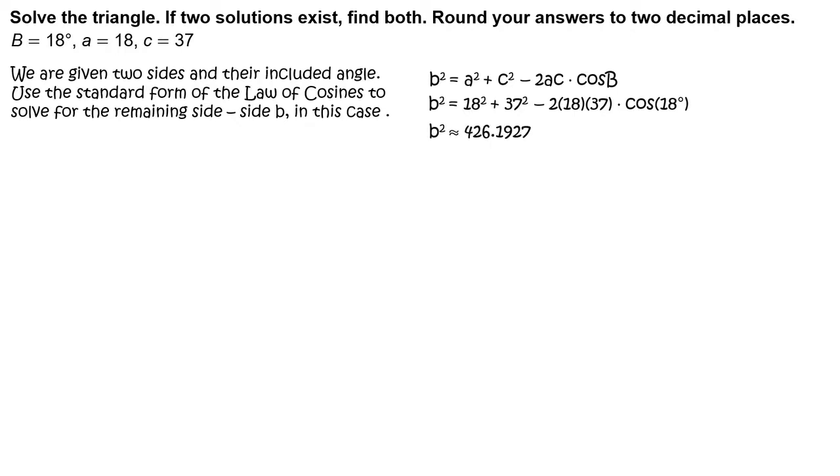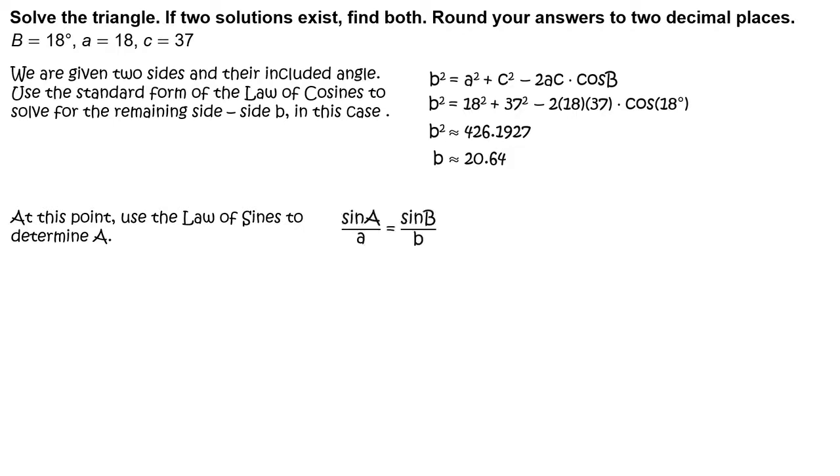Use technology to evaluate. B squared approximately equals 426.1927. Take a positive square root of each side to get B approximately equals 20.64. At this point, use the law of sines to determine A. Write sine of A divided by A equals sine of B divided by B.